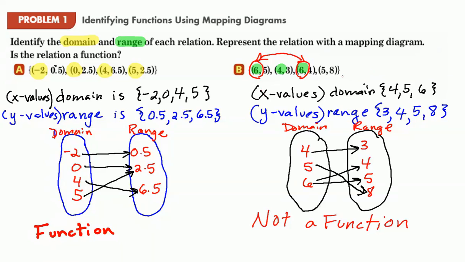Okay, so that's how you can tell when it's a function. And really, guys, the most important thing is understand how to do domain and range. Domain is your x values, range is your y values, and then determine how it's not a function. It's not a function because the x is repeated, 6 and 6. Okay, all right, let's move on to problem number 2.